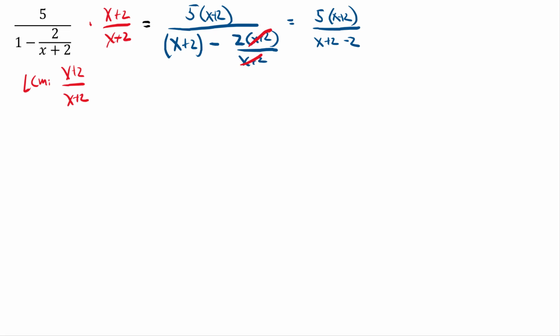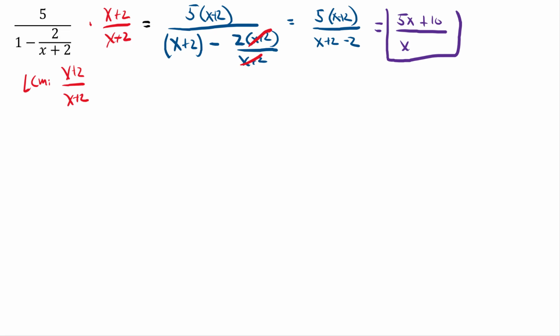And so now we just need to deal with distributing that 5 monomial up top and then just combining like terms. So if we distribute the 5 in here, we should get 5x plus 10. And on the bottom we have x, and then 2 minus 2 gives us 0. So for a simplified fraction for this complex fraction to start with, we should get 5x plus 10 over x.